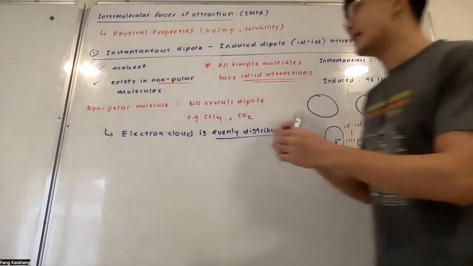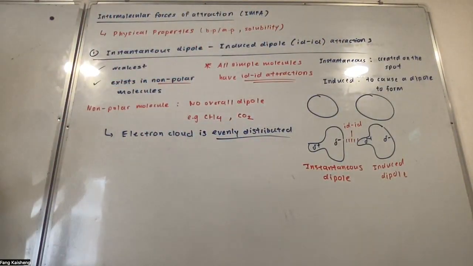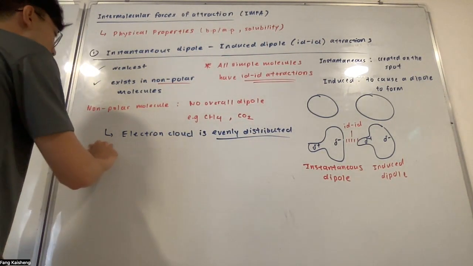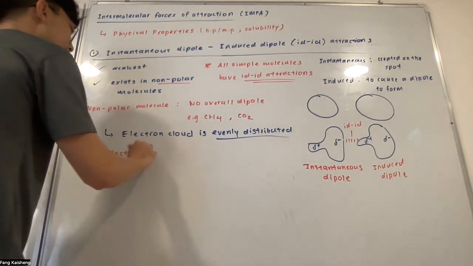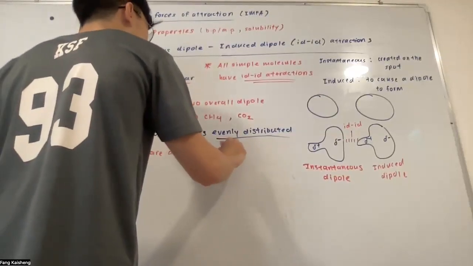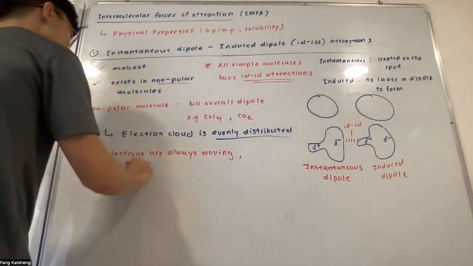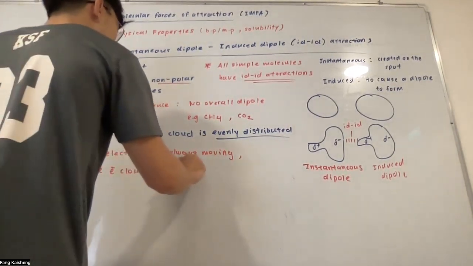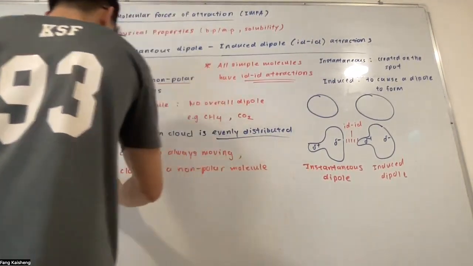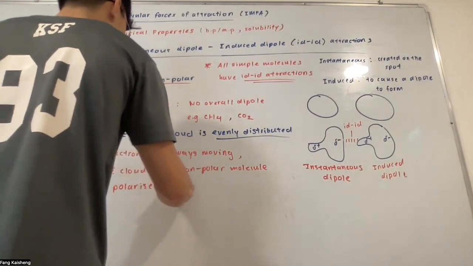Now I'll go through this very, very detailed because I need you all to really understand how this comes about. I'm going to write down the explanation, but this will make a bit more sense. So the first bullet point is this. It all starts because electrons are always moving. As electrons are always moving, the electron cloud of a molecule, or non-polar molecule to be specific, will be polarized at any point in time.